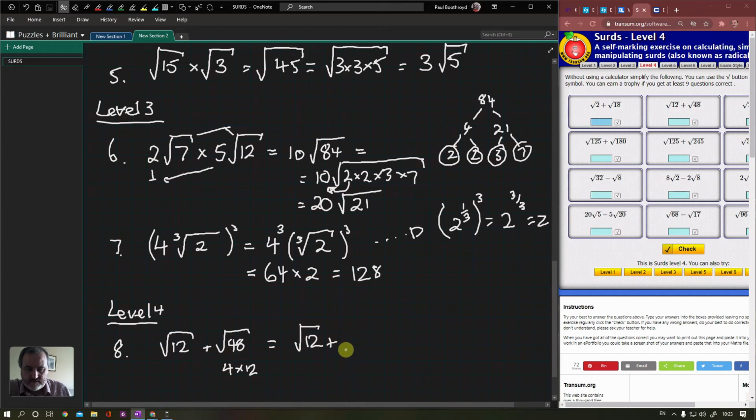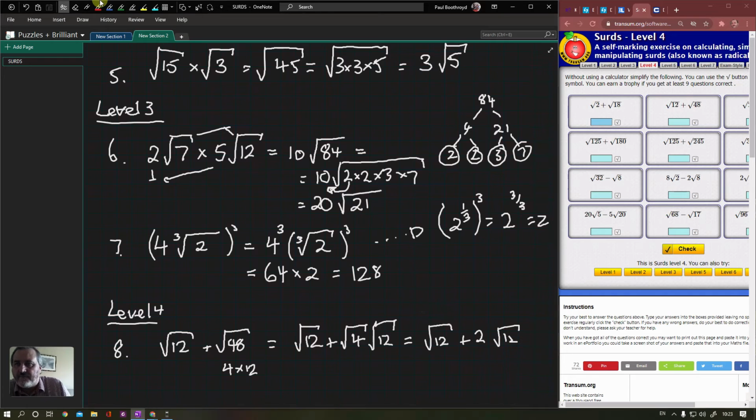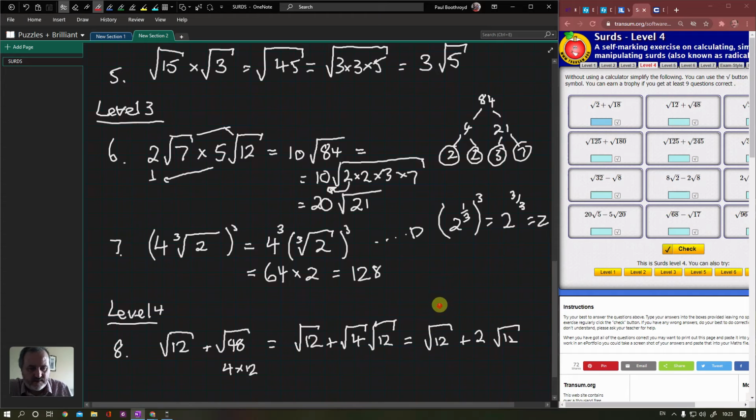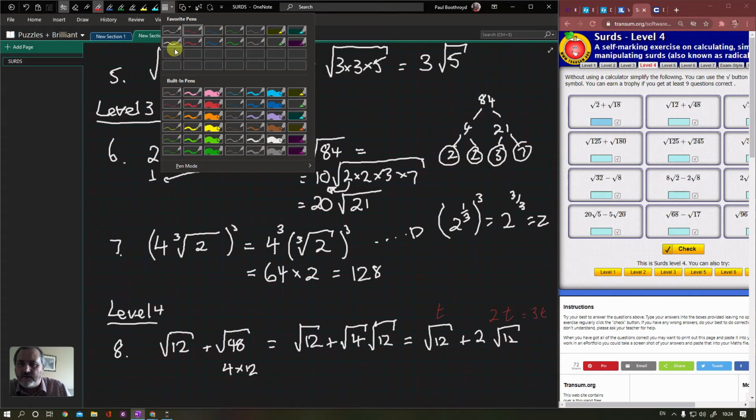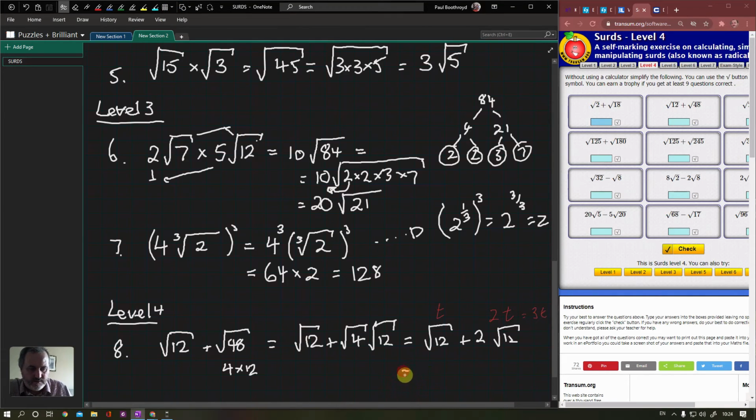plus, take the square root of 4 out and the square root of 12. And this gives me root 12 plus 2 root 12. Hopefully some of you will spot this, but just in case you haven't, if I was to replace this with a variable, say t for 12, I've got t plus 2t, which is 3t. Okay, so I now have 3 times the square root of 12.